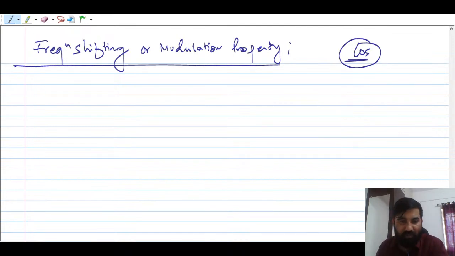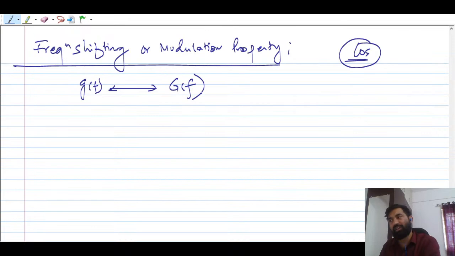Suppose you have a signal g(t) whose Fourier transform is G(f), or G(omega). g(t) is nothing but a message signal, or you can say an information bearing signal, and you need to do modulation. So you will multiply the carrier signal with the message signal. This message signal gets translated in the frequency domain. First you need to find the Fourier transform of the message signal, then it gets translated.